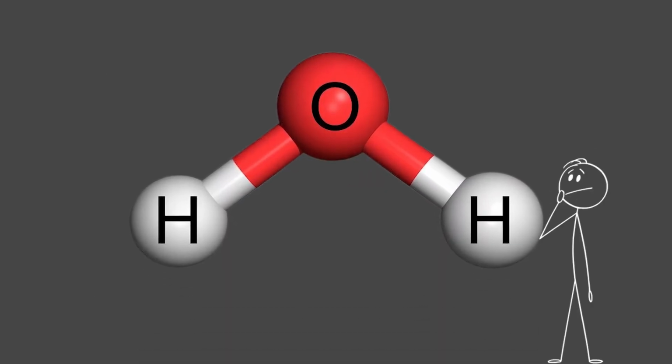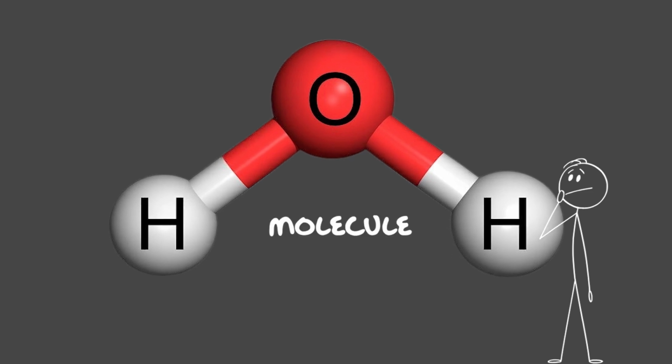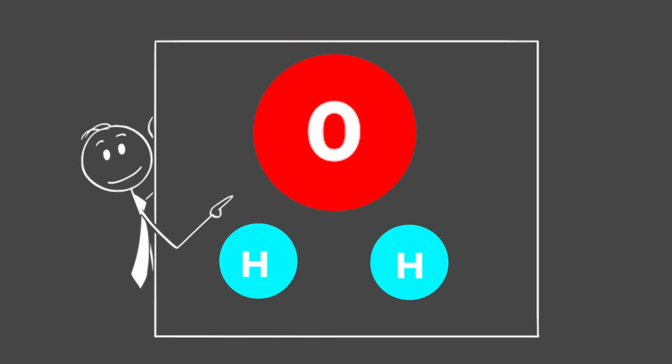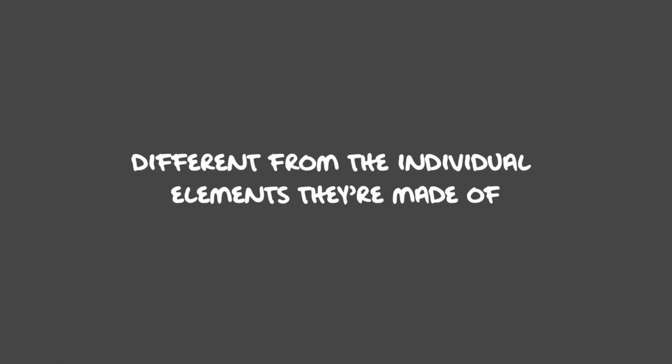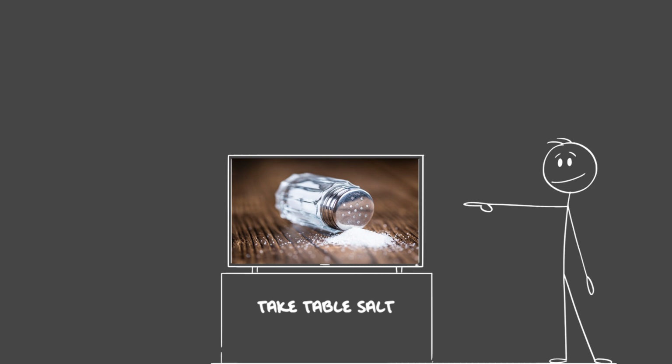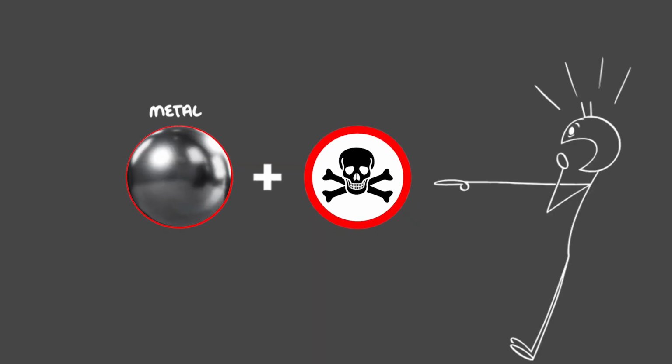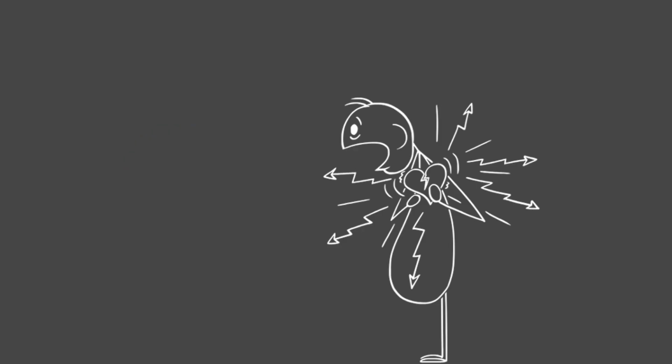Finally, when 2 or more atoms bond, they form a molecule. If those atoms are from different elements, the result is a compound. What's fascinating about compounds is that they often behave in ways that are completely different from the individual elements they're made of. Take table salt, for example. It's made from a highly reactive metal and a toxic gas, yet when they bond, you get something harmless.